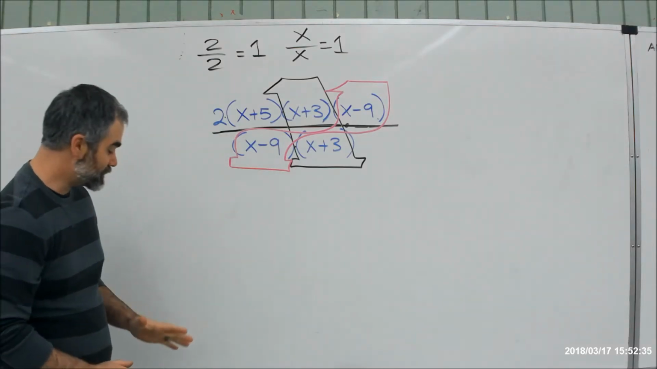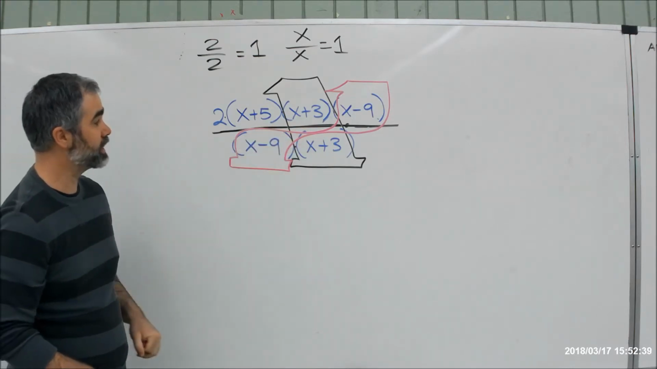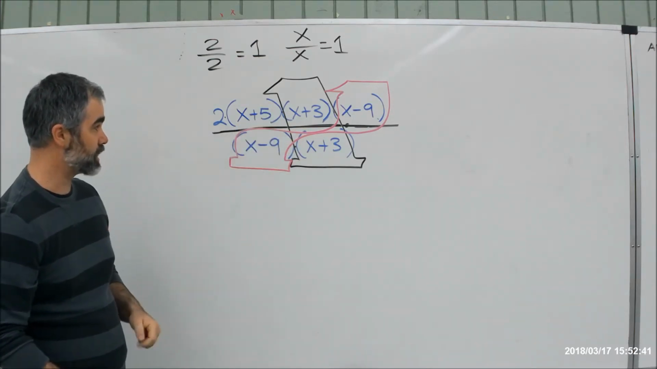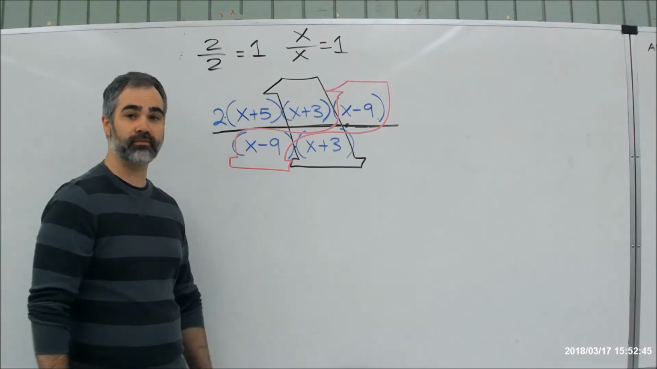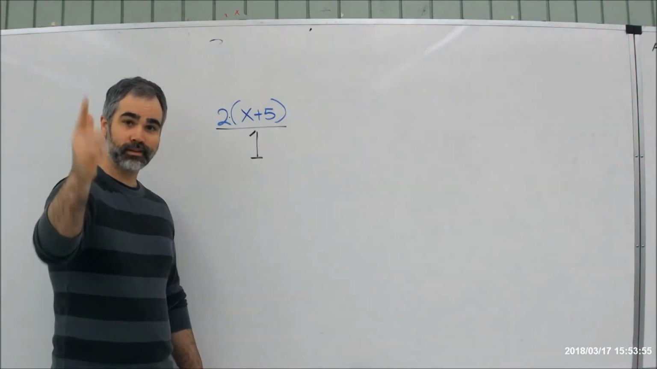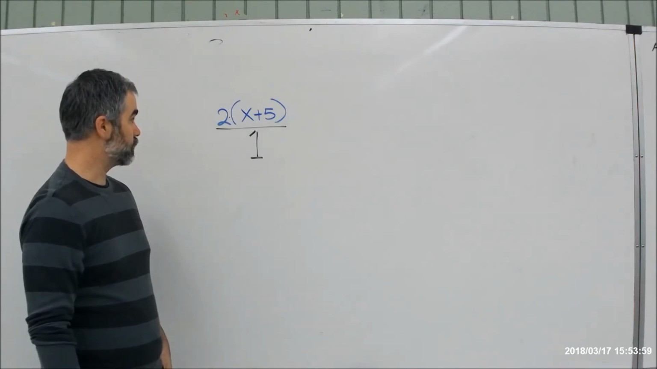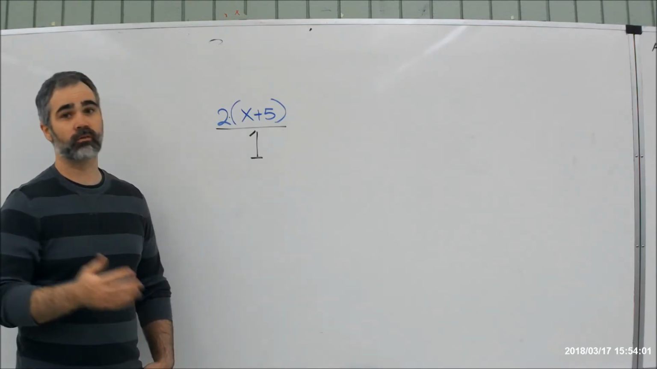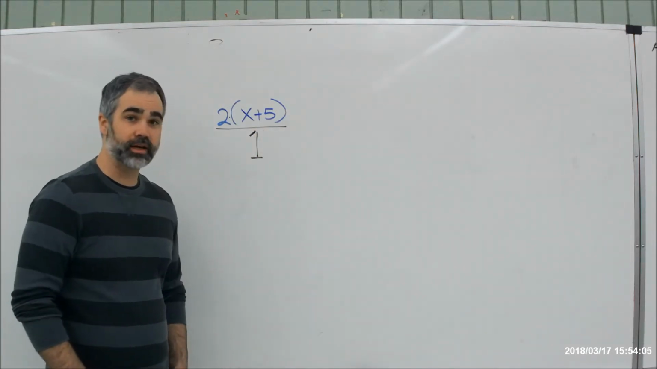Okay, so let's look at what's left here. The x minus 9 cancels out. The x plus 3 cancels out. So let's see what we have left. We'll use another magic of great video editing. Nailed it. All right, and we see here we have 2 times x plus 5 over 1. So that's what we've got here.